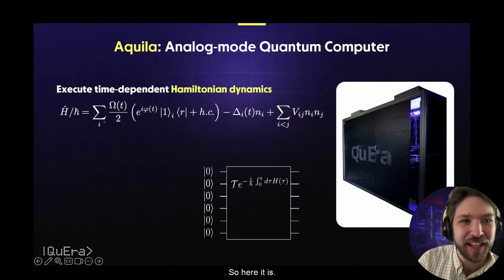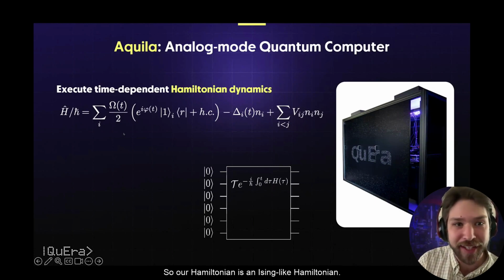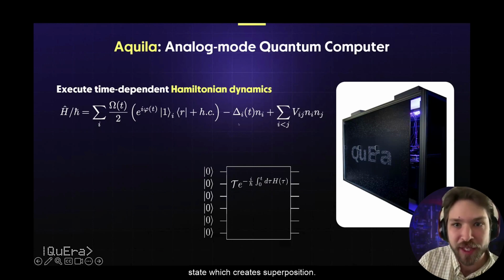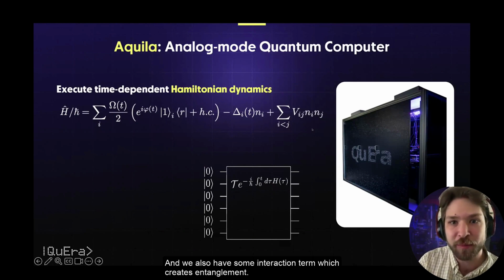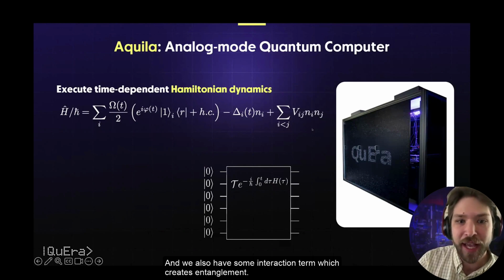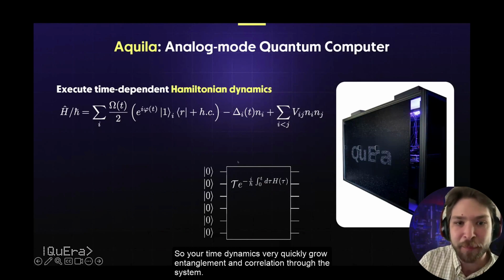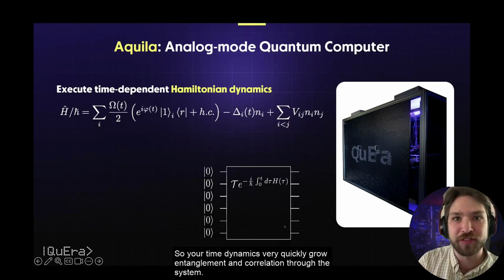So here it is. Our Hamiltonian is an Ising-like Hamiltonian. We have a transverse field term, which jumps between our ground state and our excited state, which creates superposition. We also have an interaction term, which creates entanglement. And the idea here is, unlike the gate-based mode, you have sort of an everybody gate, so your time dynamics very quickly grow entanglement and correlation through the system.